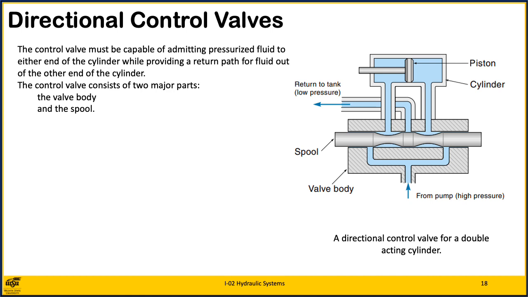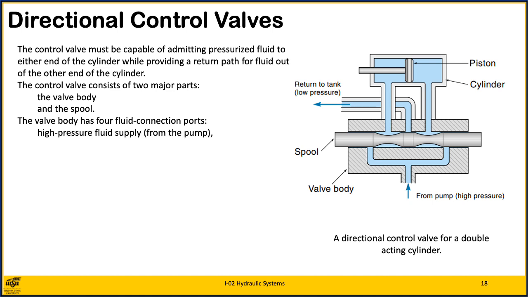The control valve consists of 2 major parts, the valve body and the spool. You can see that the valve body has 4 fluid connection ports: 1, high pressure fluid supply from the pump; 2, low pressure return to the tank; and 3 and 4, connections to both ends of the cylinder.